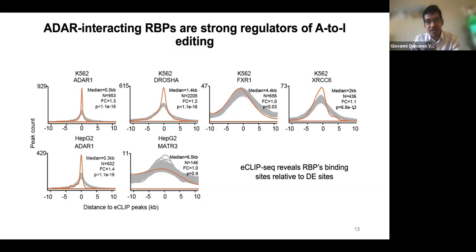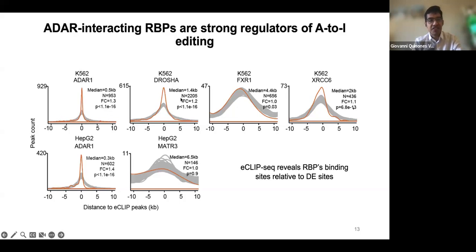But then there are other proteins that stand out, like DROSHA. We already know it has a very strong regulating effect. We know it interacts with ADAR. And now we also know that DROSHA binds very closely to the differentially edited sites, which suggests that the type of regulation it has on RNA editing is very local, as opposed to, for example, TDP43, where we just saw that the type of regulation is by affecting the expression of ADAR.